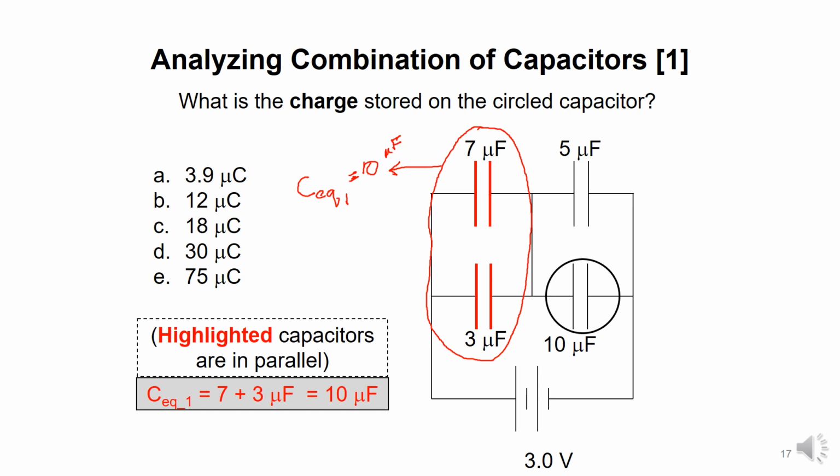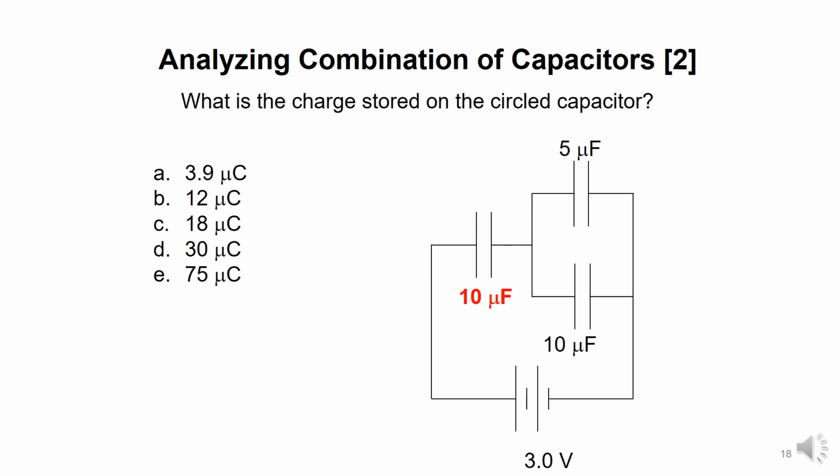All right, so that's the first piece here. We combine two capacitors to get the equivalent. Then we are going to redraw the circuit by replacing the two red capacitors with the single equivalent capacitor, C equivalent 1. Next slide. All right, so this is our redrawn picture.